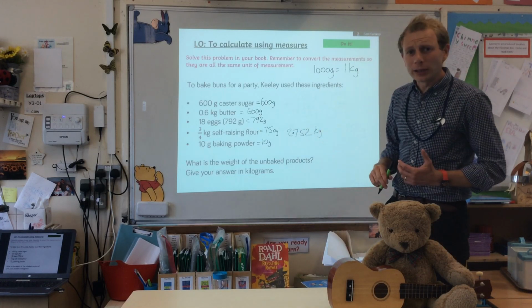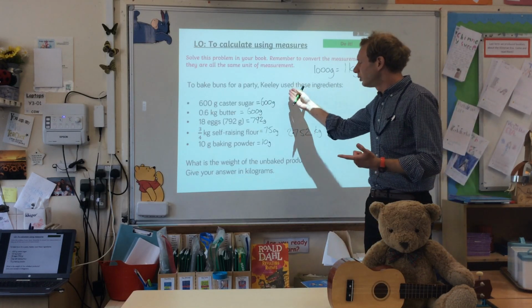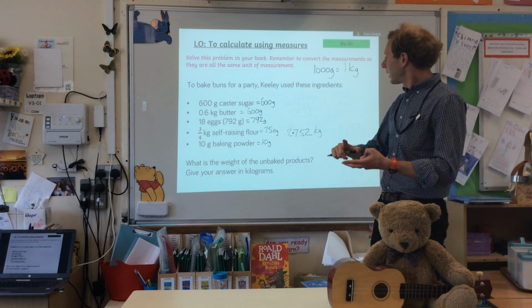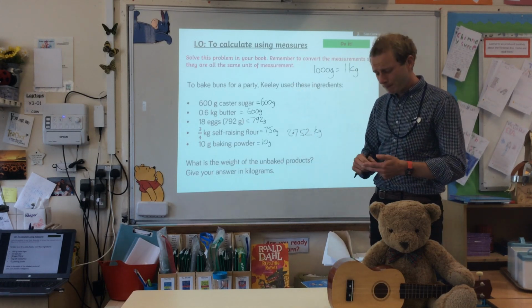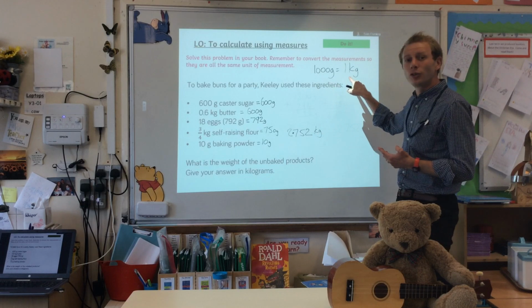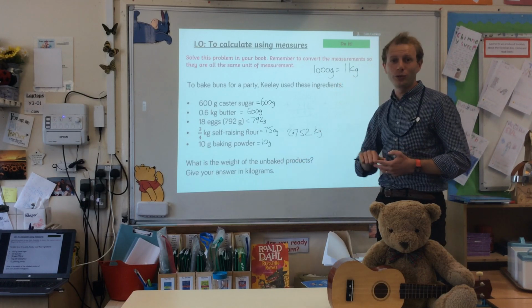So for any calculation like this, Year 6s, step 1, change it all into the same unit of measurement. Step 2, you need to add it all together. And step 3, convert it to whatever unit of measurement it asks you to do.